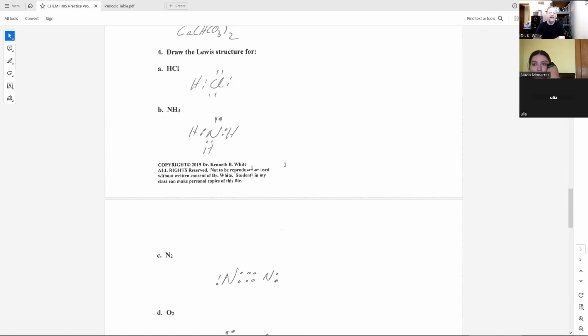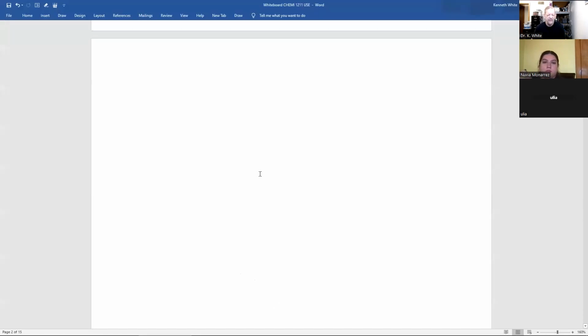So if we look at ammonia, NH3, how do we draw the Lewis structure for a molecule? To draw the Lewis structure for ammonia, you need to know how many valence electrons hydrogen and nitrogen have. And how do we find that out?